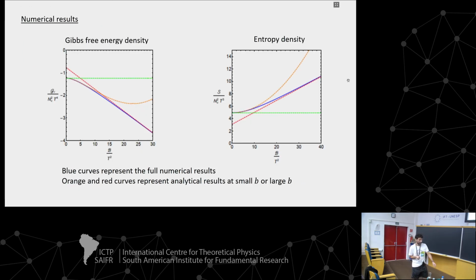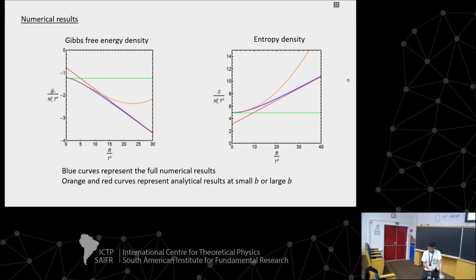Just to finish now, I'll present some numerical results for the thermodynamic quantities. These two plots are for the Gibbs free energy and the entropy. The blue curves are the main results, whilst the orange and red are just analytical approximations. The red one is for a large B, whilst the orange is for a small B. The green one is zero B.